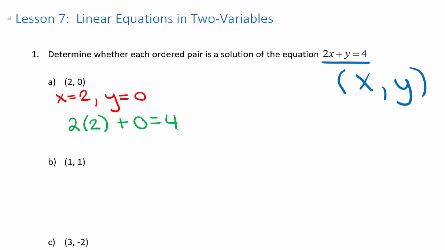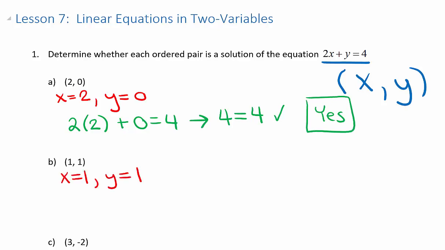a true statement. And in this case, I can see when I plug in 2 for x and 0 for y, I'm left with 4 on the left equals 4. That is a true statement, and so my answer is yes. The point (2, 0) is a solution to this equation.